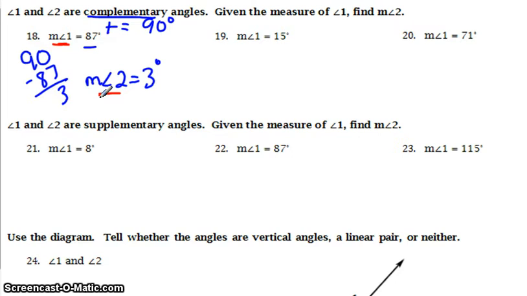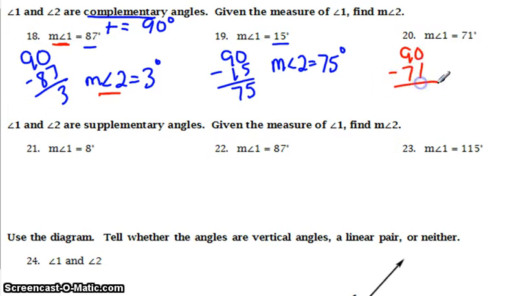We're going to do the same thing for the next one. They have to add to be 90 because it says they're complementary. Angle 1 is 15 degrees, so if I subtract 15 from 90, that gives me 75. So the measure of angle 2 must equal 75 degrees. And then the last one says the measure of angle 1 is 71 degrees. So I'm going to subtract 71, and that leaves me with 19. So the measure of angle 2 must equal 19 degrees, because they have to equal 90 when you add them together.